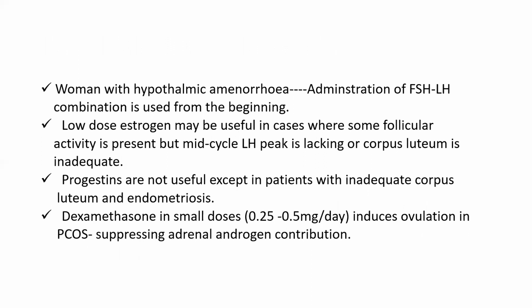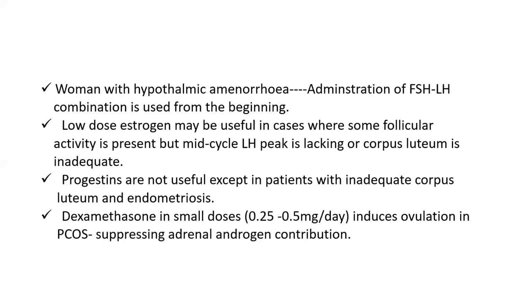In women with hypothalamic amenorrhea, administration of follicular stimulating hormone and luteinizing hormone combination is used. That is, gonadotropins are used for induction of ovulation in hypothalamic amenorrhea patients. And low doses of estrogens may be useful in cases where some follicular activity is present. For treating infertile women with estrogens, there should be follicular activity.